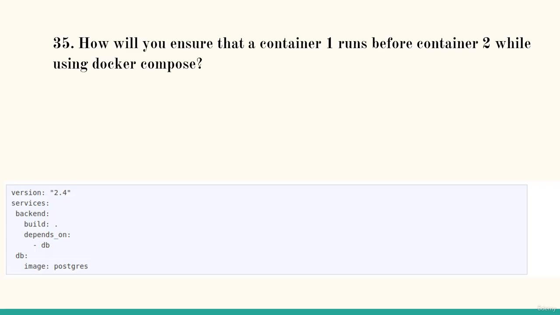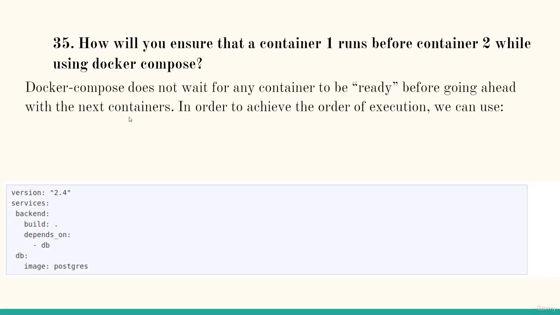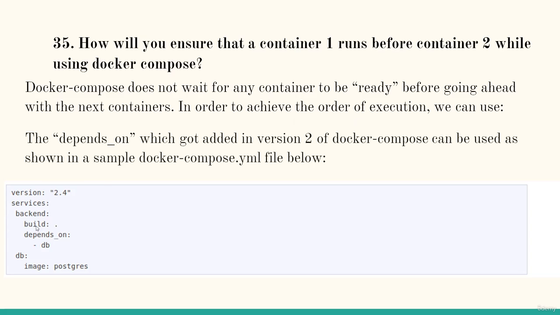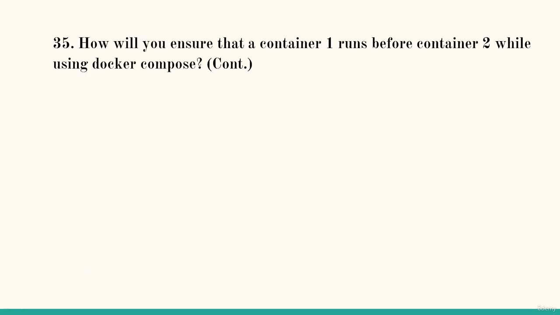How will you ensure that container 1 runs before container 2 while using Docker Compose? So you can see that this is an example. The answer is Docker Compose doesn't wait for any container to be ready before going ahead with the next container. In order to achieve the order of execution, we can use depends_on, as you can see in our example, which got added in version 2 of Docker Compose, and it can be used as in the following. As you can see, we are using depends_on db, and db here is defining an image with PostgreSQL.